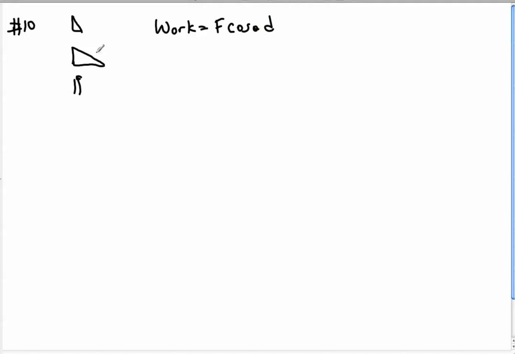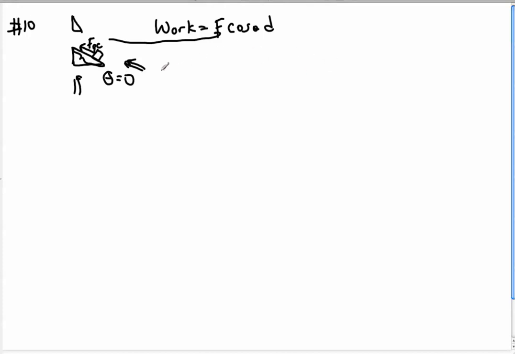So for the guy pushing the crate, here's our crate. There's the vector that represents force of person on crate. That's the force we want in here. This distance is the distance over which he pushes. That will be the length of that ramp there. And this angle will be the angle between the direction of the crate's motion and the direction of the push. All right, and since those two are both in the same direction, the angle theta equals 0 for this case.